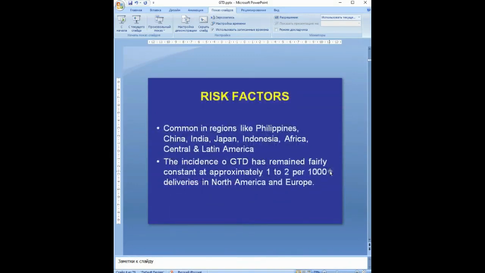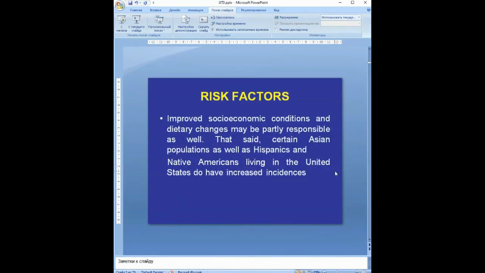What about risk factors for gestational trophoblastic disease? They are common in regions such as the Philippines, China, India, Japan, Indonesia, Africa, Central and Latin America. The incidence of GTD has remained fairly constant at approximately 1 to 2 per 1,000 deliveries in North America and Europe. Improved socioeconomic conditions and dietary changes may be partly responsible as well. That said, certain Asian populations, as well as Hispanics and Native Americans living in the United States, do have increased incidence.